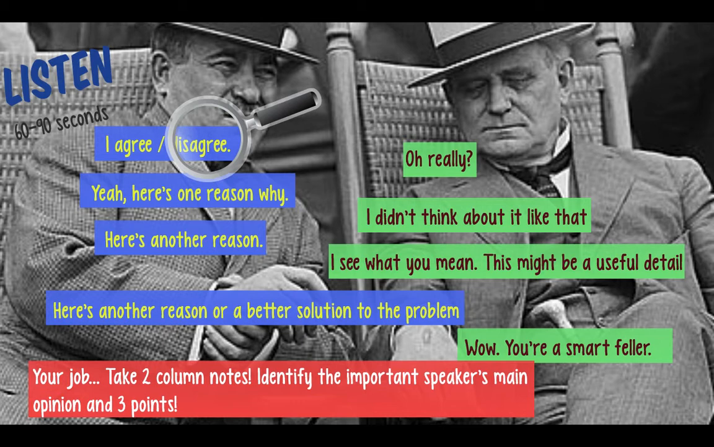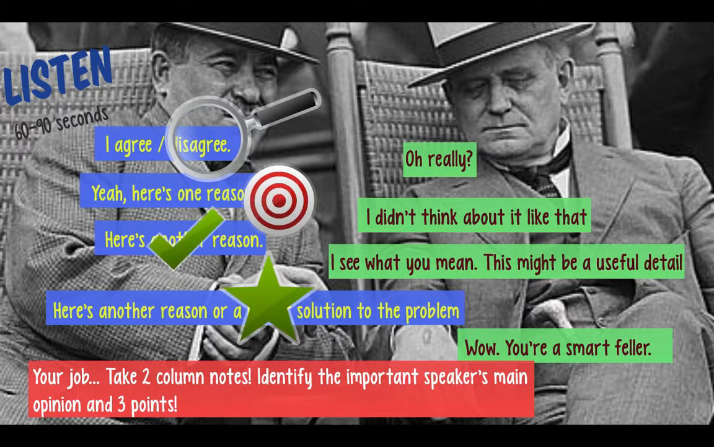So first, he gives his main opinion. "I agree," or "I disagree." Usually they disagree, not always. 80% of the time they disagree. So does he agree or disagree? Then point 1, point 2, and point 3. These 4 pieces of information are the most important pieces of information on this item. So if you catch these 4 pieces of information, there's a very high probability that you'll get a perfect score.